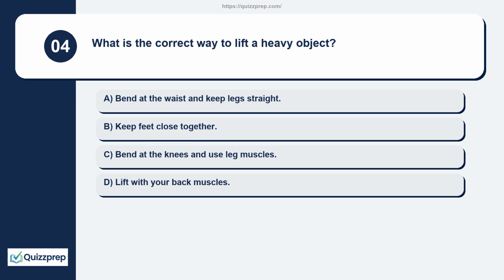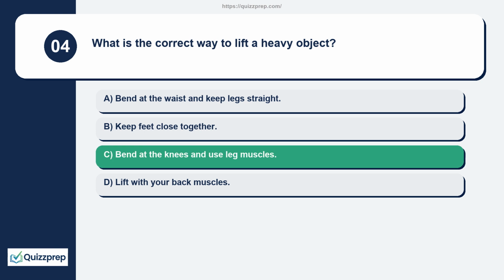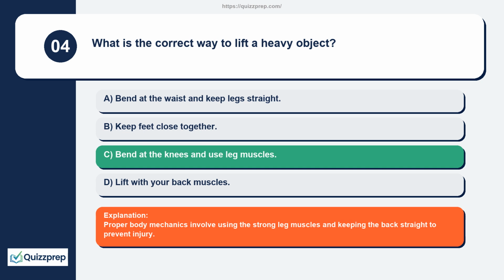Question 4. What is the correct way to lift a heavy object? Bend at the waist and keep legs straight. Keep feet close together, bend at the knees and use leg muscles. Lift with your back muscles. Proper body mechanics involve using the strong leg muscles and keeping the back straight to prevent injury.